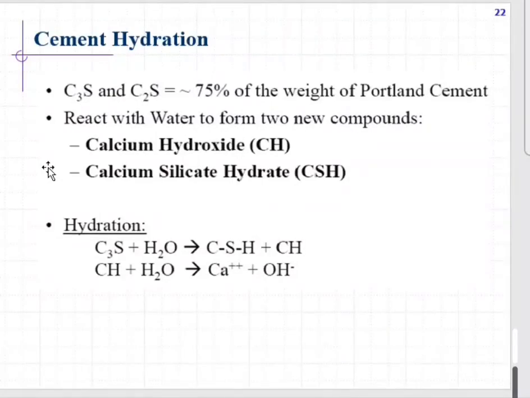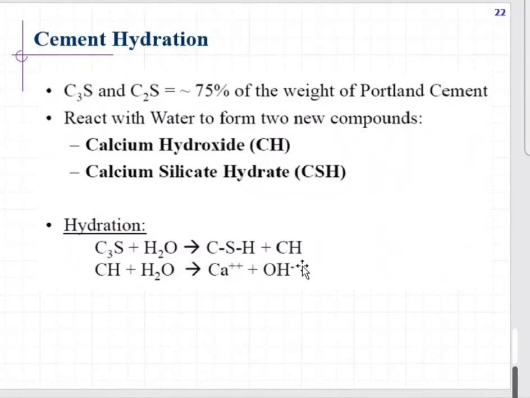Cement hydration, gentlemen. We have C3S, we add water into it. What happens? We get CSH, which is called calcium silicate hydrate. Remember this equation. Plus one unstable compound, calcium hydroxide. This calcium hydroxide further reacts with the water and it can have calcium and hydroxyl.